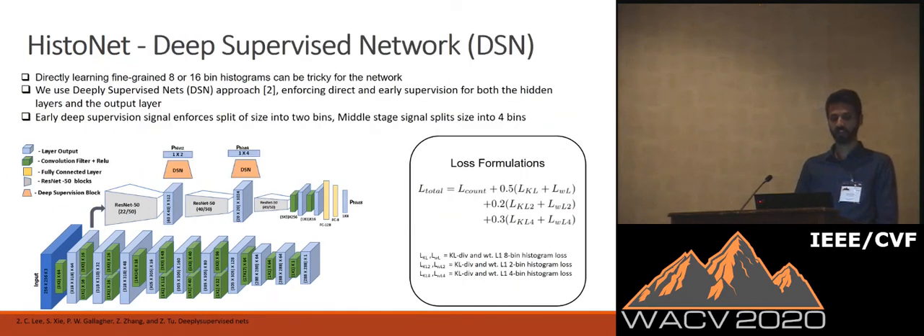We also present a deep supervised variant of HistoNet, as directly predicting the size histogram can be tricky for the network. We enforce direct and early supervision for the hidden as well as the output layer. We increase the complexity of the task as the complexity of the network increases, without incurring any additional labeling cost, and we incorporate this in our loss formulation.